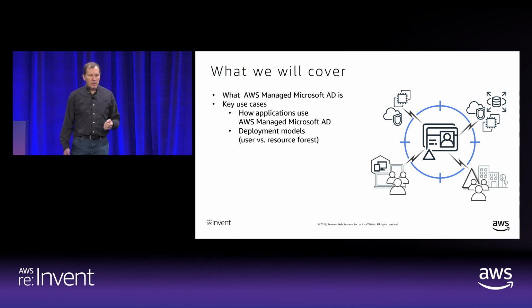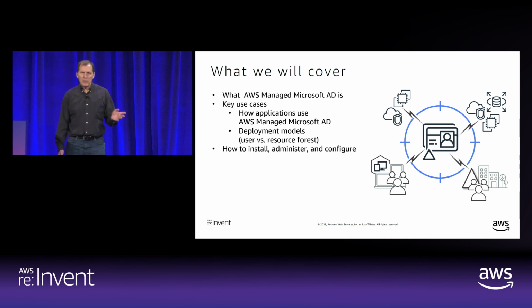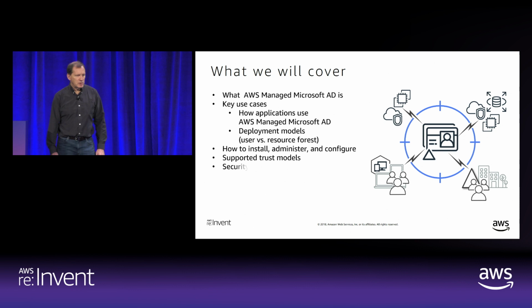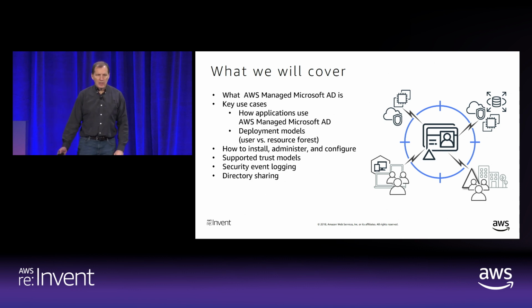We'll be also covering a little bit about the deployment models, whether you're using it as a user directory or a resource forest. We'll talk about how you install it, administer it, and configure it. And then we're going to go through some of the features, in particular the supported trust models that we have, the security event logging feature that we just recently released, and directory sharing.